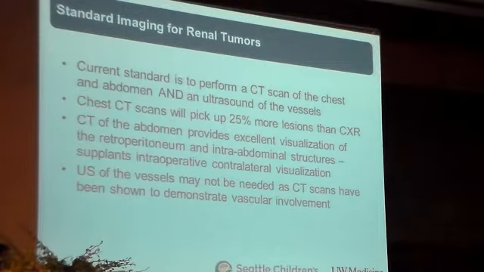In the past, part of the protocols when treating Wilms tumor was to explore the contralateral side. That is no longer indicated. You don't have to explore the contralateral side. The CT scan is good enough to determine if there's contralateral disease. Ultrasounds of the vessels are still recommended, but again, the CT scan is a really good test. Today we're moving into MRIs, but the CT scan is a pretty good way of demonstrating involvement of vessels.